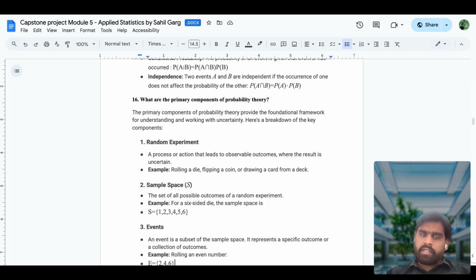Next is the sample space. Sample space is what are all the possible outcomes that the random experiment can have.